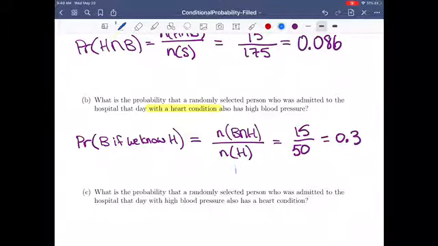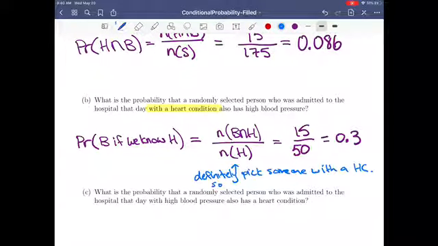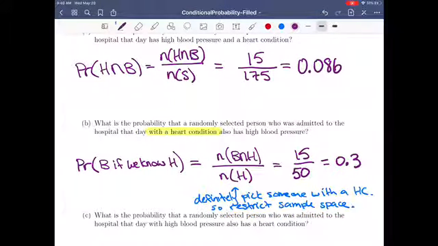Okay, so let's just write a note. We're definitely picking someone with a heart condition. So this is why we restrict the sample space. This is what conditional probability does. It restricts your sample space to what you know is going to happen. So notice that it's much more likely now to get someone with high blood pressure if you know that they have a heart condition already. So the chances went up.